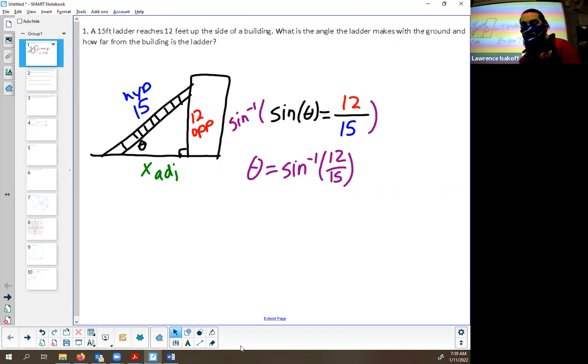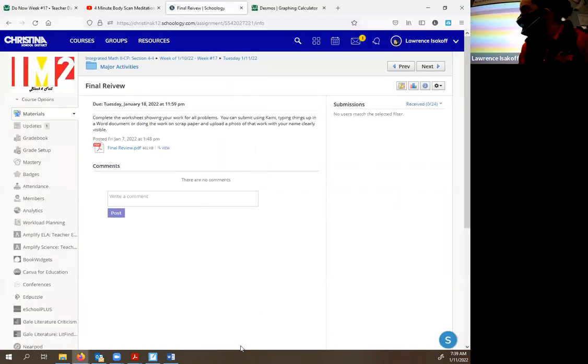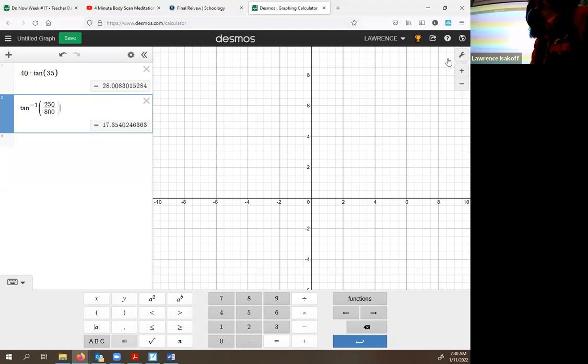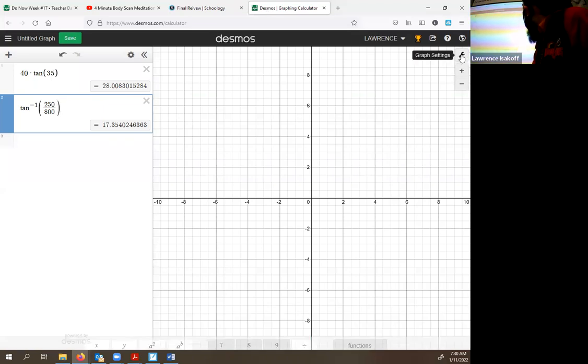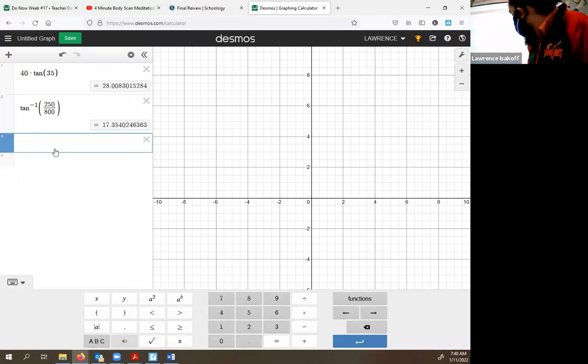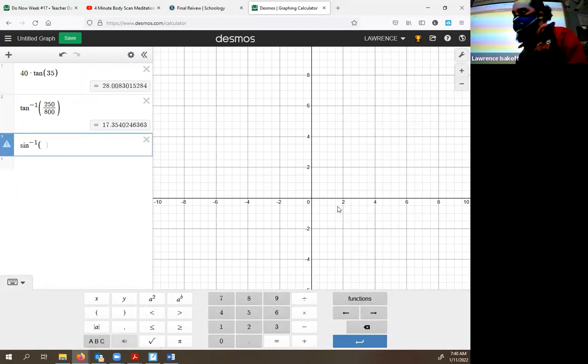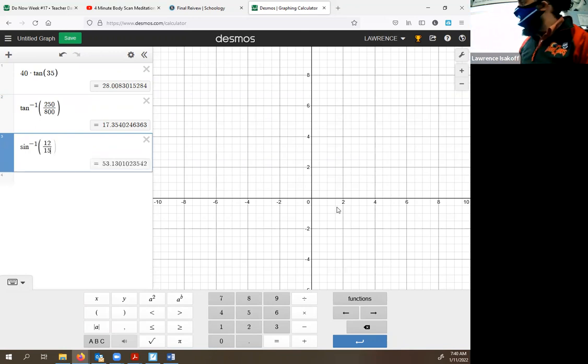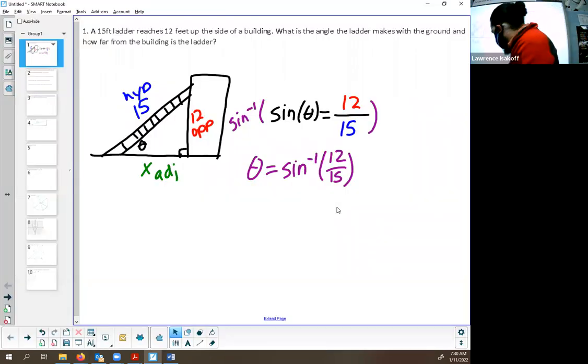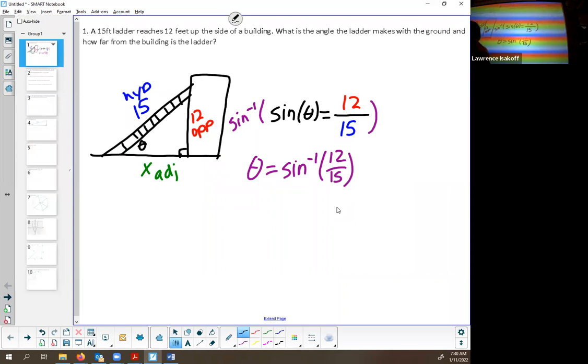This just goes in the calculator now. So let's make sure, okay, we got Desmos open. Let's double check we are in degrees. Yes, we are. So functions, sine inverse of 12 over 15 gives me 53.13. That's what the angle is. So the angle is 53.13.